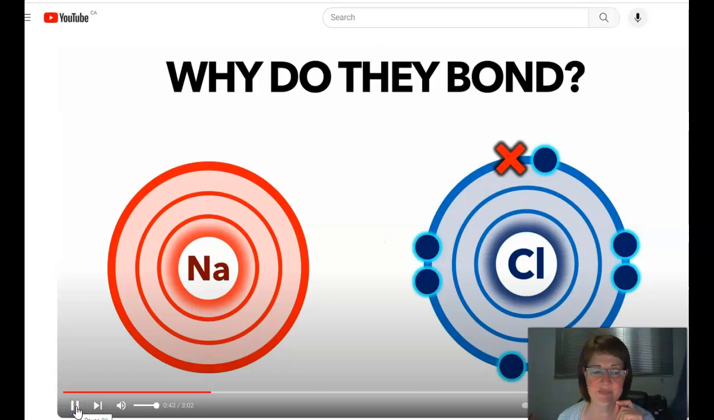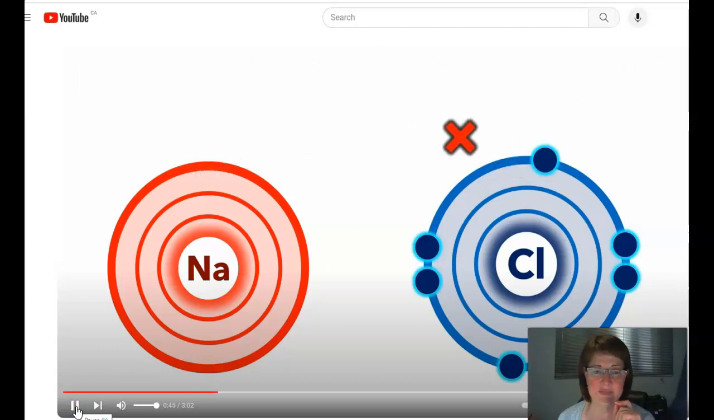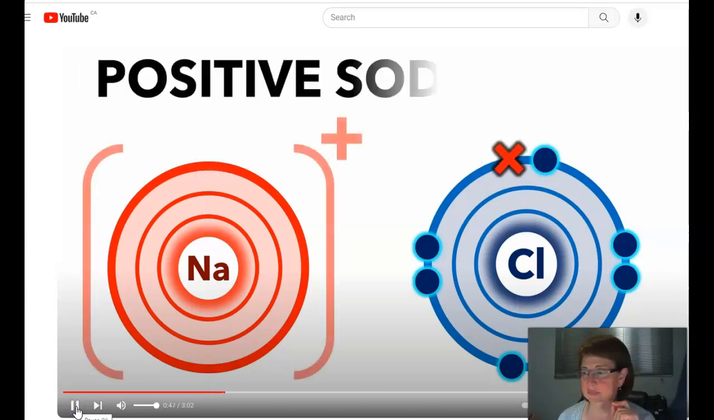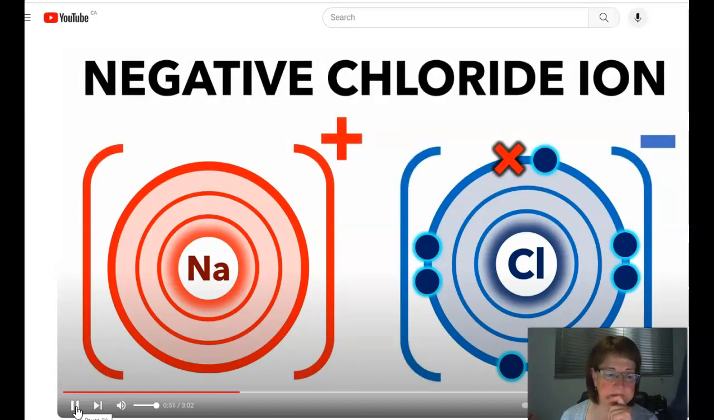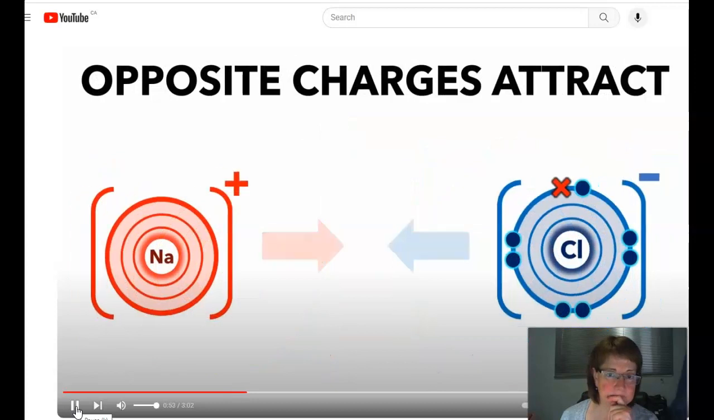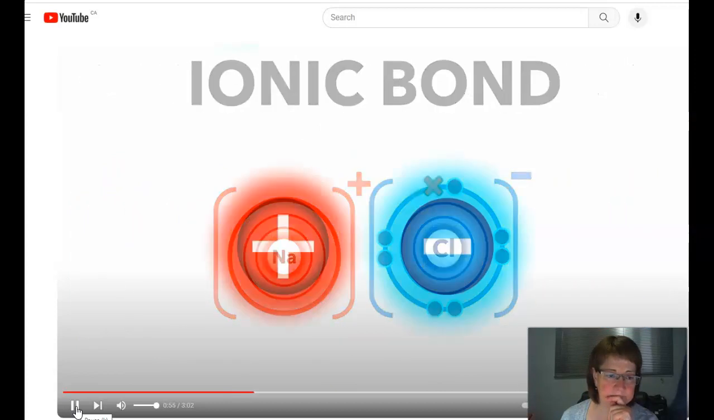Where does the ionic bond come from? Both atoms were neutral, but after trading the electron, the sodium is now a positive ion, and the chlorine is now a negative ion. The oppositely charged ions attract, causing the ionic bond.